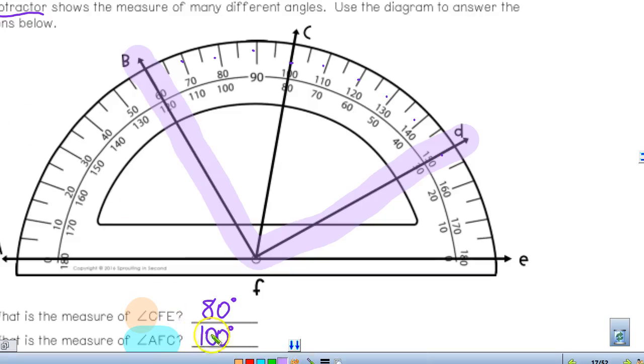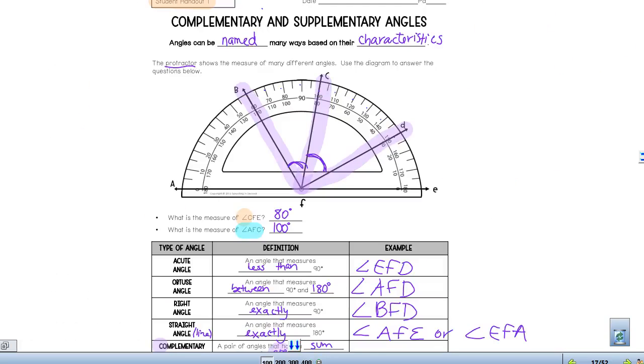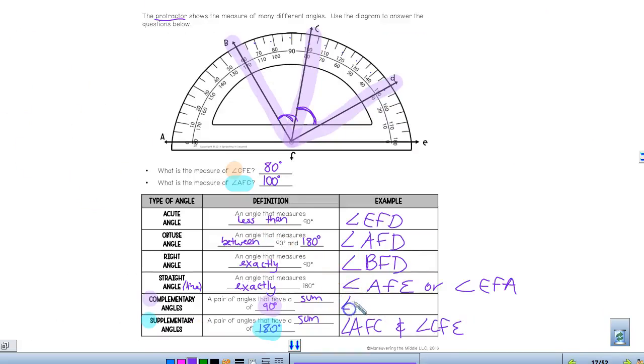So what I'm going to do is take a look at how I could divide this angle into two separate angles. I have this angle right here that goes from B to F to C. And then I also have this other angle right here that goes from C to F to D. And if you were to put those two angles together, they would add up to 90 degrees. So we would say angle BFC and angle CFD are complementary angles, because when you put the two of them together, they add up to 90 degrees.